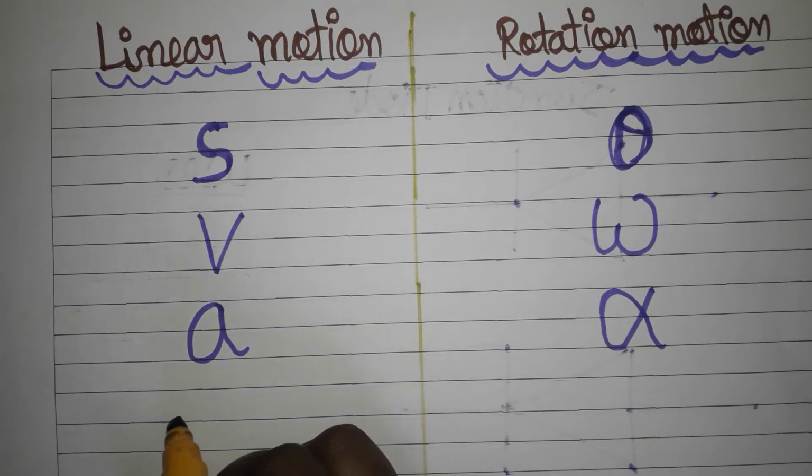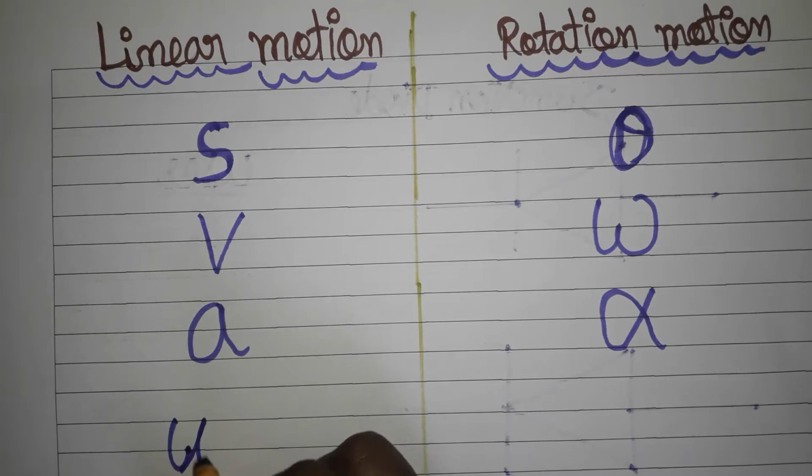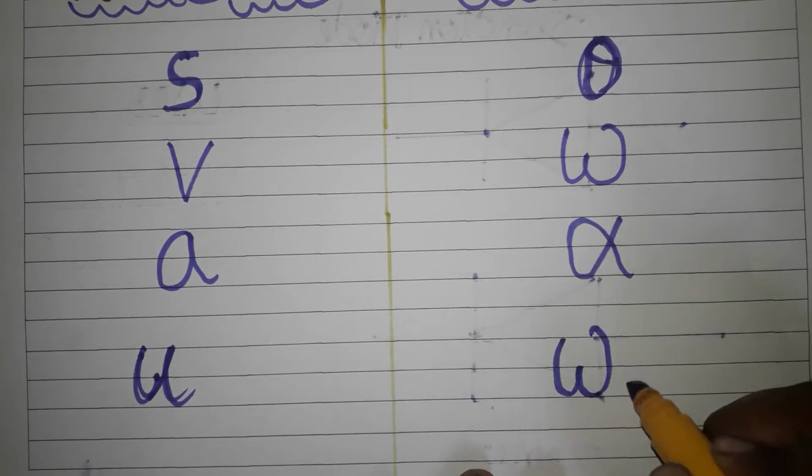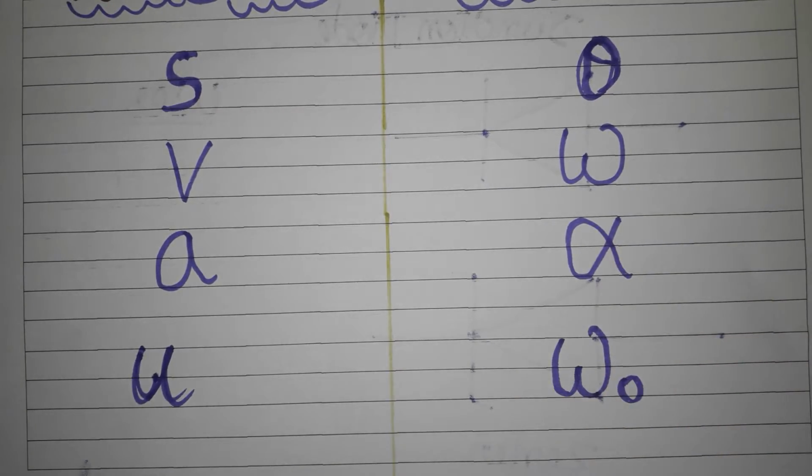Here in linear motion, u is the initial velocity and v is the final velocity. In angular rotational motion, omega naught we call the initial velocity. Now we will see everything, a term-wise comparison with the definition, unit, everything, I am going to teach you.